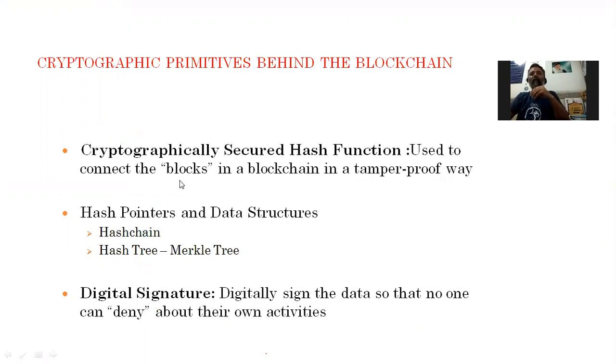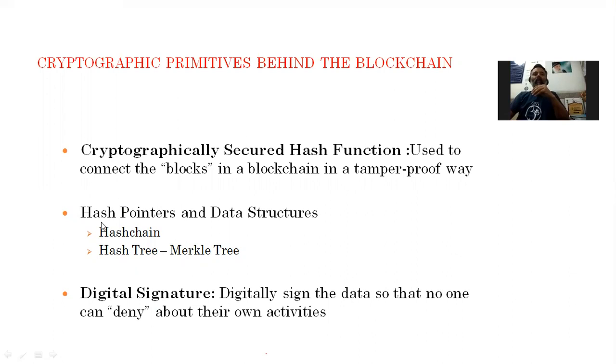The basic requirement is that the hash function should be cryptographically secured. It means that no one should be able to guess or find any random value whose output may be the same. So it should not be like that. A cryptographically secured hash function is used to connect the blocks in a blockchain to provide a tamper proof platform. And for that we use hash pointers.